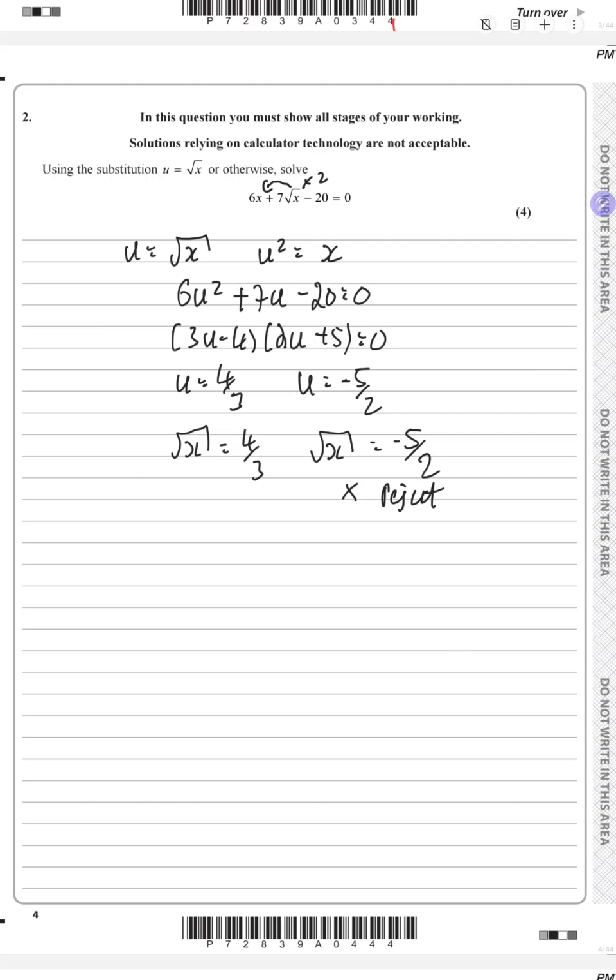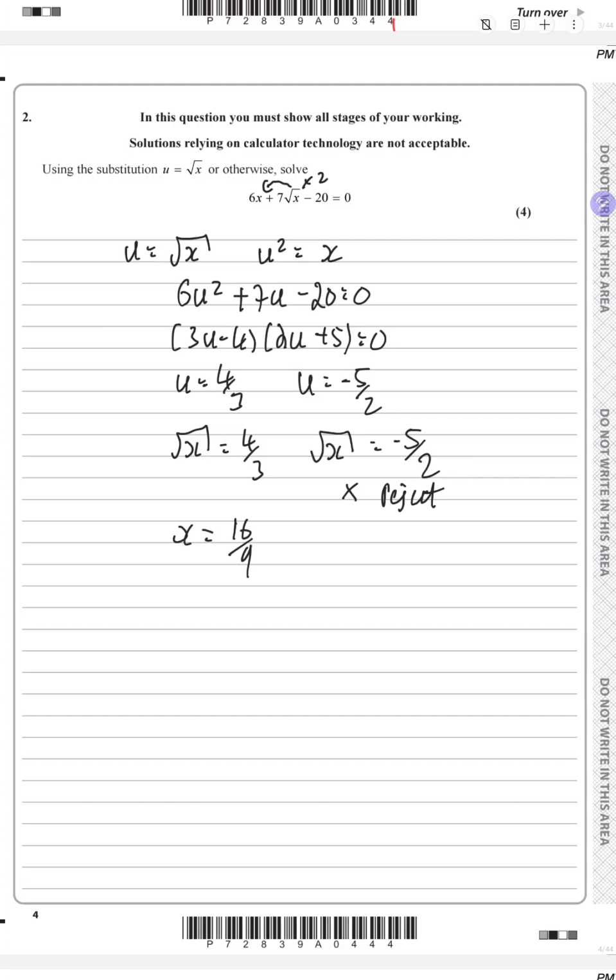Now, a common mistake when solving root x equals something is to square root both sides, and makes complete sense in a test. You're trying to be quick. You see a square root, you do a square root. Understandable. What we need to do is square both sides, so we get 16 over 9.